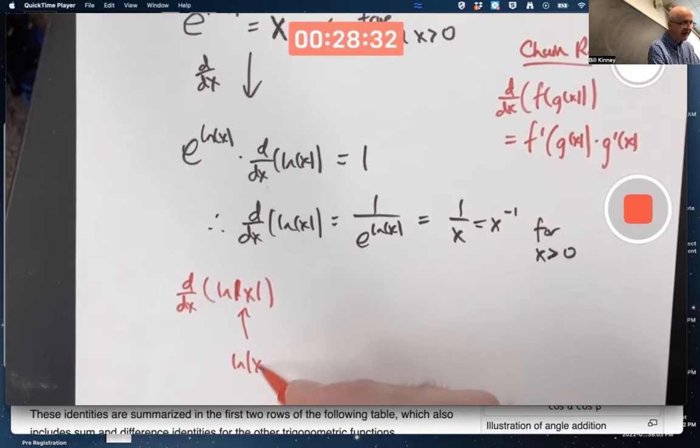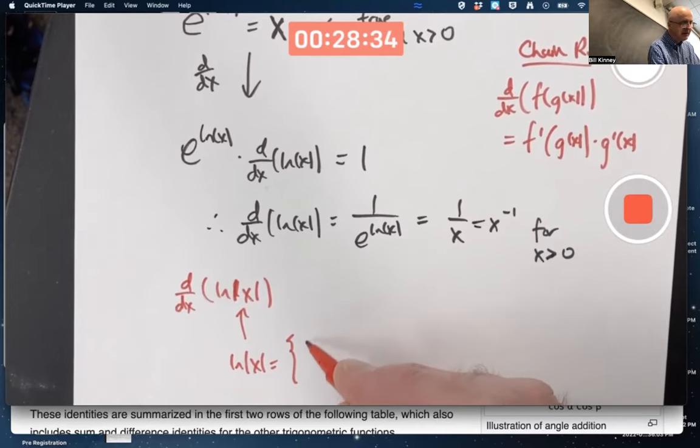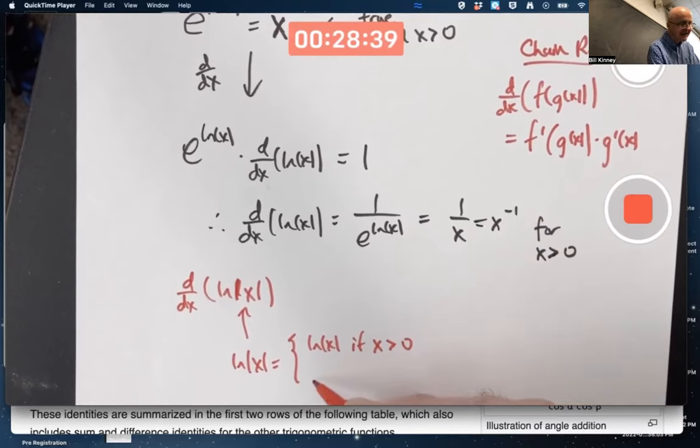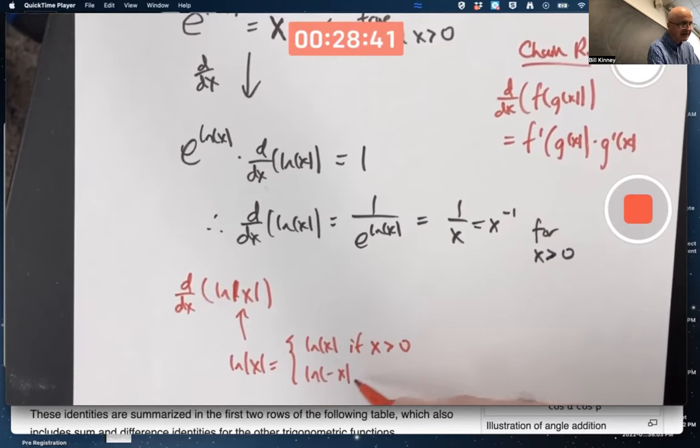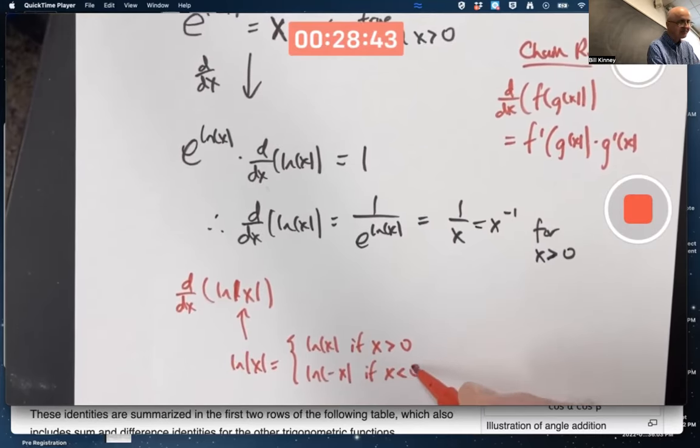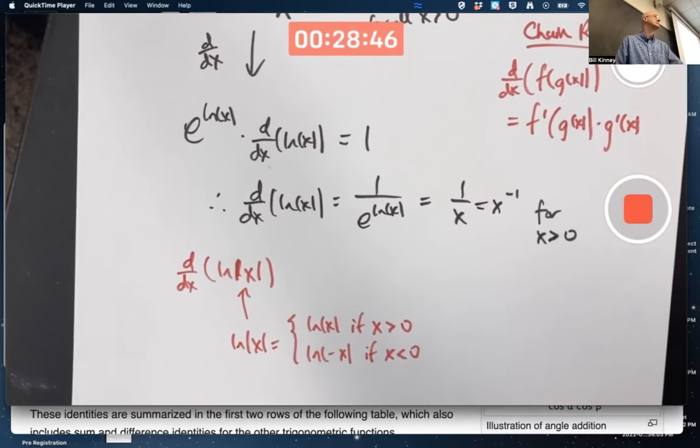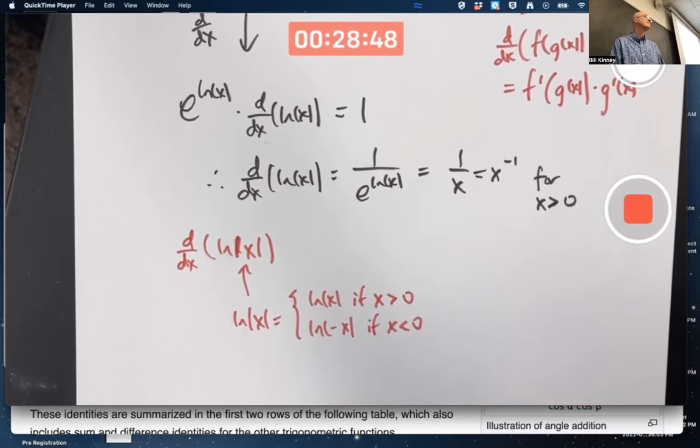Ln of the absolute value of x equals ln of x if x is positive, and ln of negative x if x is negative. It's technically undefined when x is 0. Ln of 0 is undefined. Remember what the graph of natural log looks like? It goes down forever and ever. It has a vertical asymptote at x equals 0.